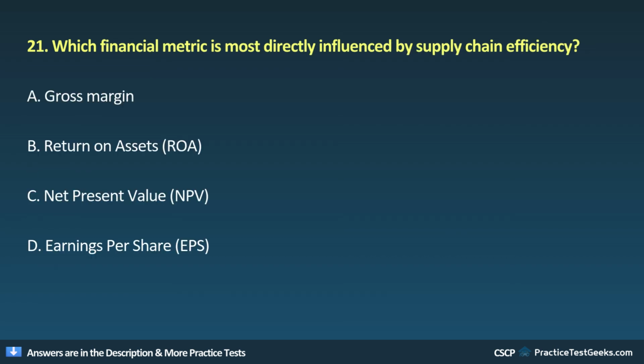21. Which financial metric is most directly influenced by supply chain efficiency? A. Gross margin. B. Return on assets. C. Net present value, NPV. D. Earnings per share, EPS.